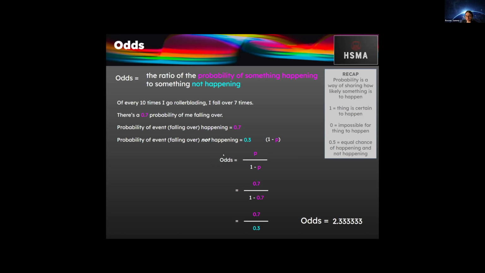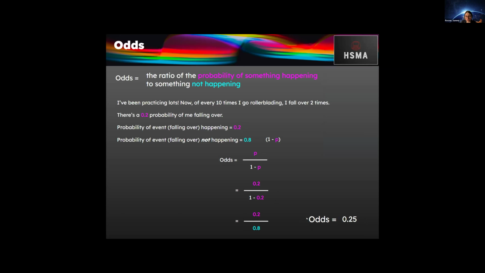Now, how we calculate odds, as I say, is the ratio of something happening to not happening. Effectively, this is P, the probability, over 1 minus P. If we plug in our numbers from up here, so the probability of the event happening, we get P on the top, so 0.7. And then on the bottom, the probability of something not happening is 1 minus the probability of it happening. So we get 0.7 over 0.3. Our odds of me falling over are 2.3 recurring.